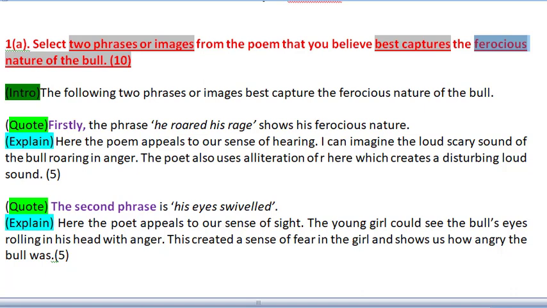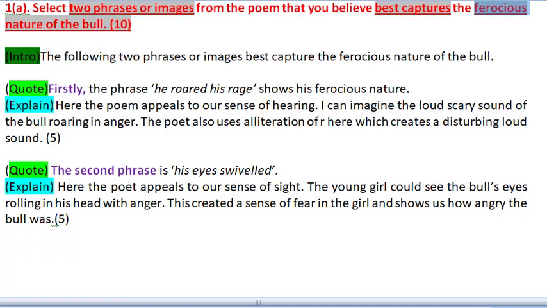Here the poet appeals to our sense of sight. The young girl could see the bull's eyes rolling in his head with anger. This created a sense of fear in the girl and shows us how angry the bull was. So once again, you were asked to select two phrases or images, which constitutes making 2 paragraphs, each paragraph worth 5 marks. So that's the first short question answered.